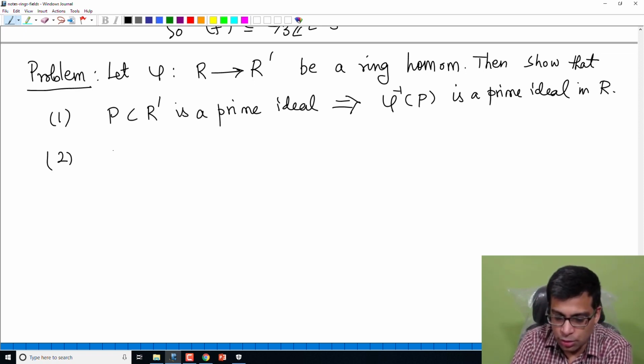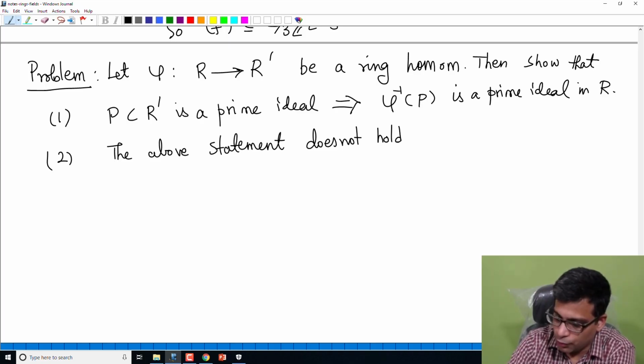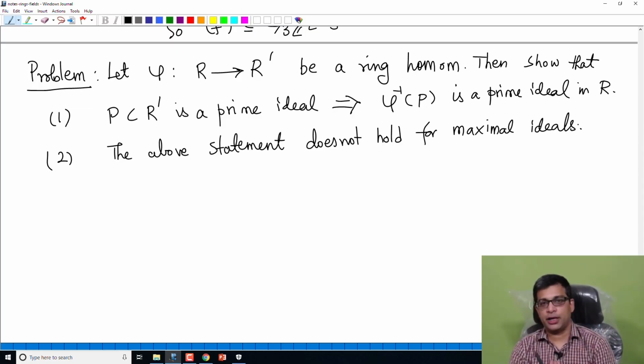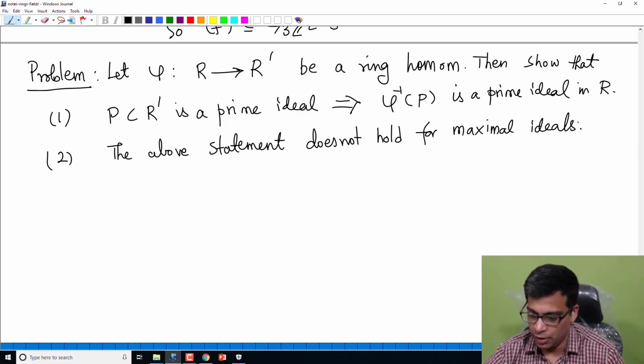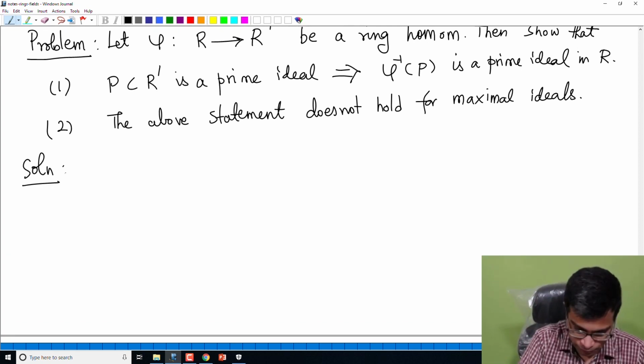Second, the above statement does not hold for maximal ideals. In this problem, I am only considering inverse images of primes or inverse images of maximal ideals, and I am claiming that if you take the inverse image of a prime ideal, it happens to be prime. Inverse image of a maximal ideal is in general not maximal. It may be maximal, but in general it need not be.